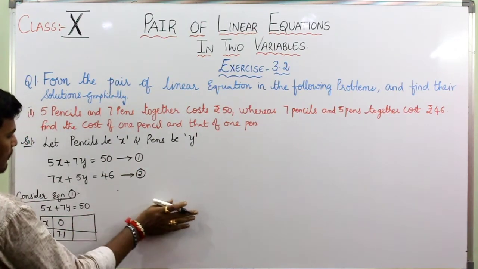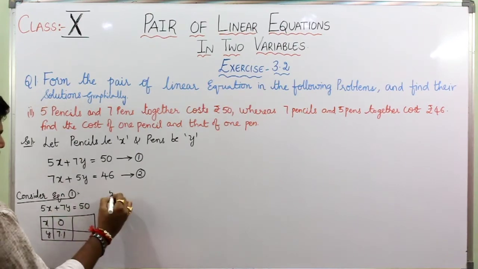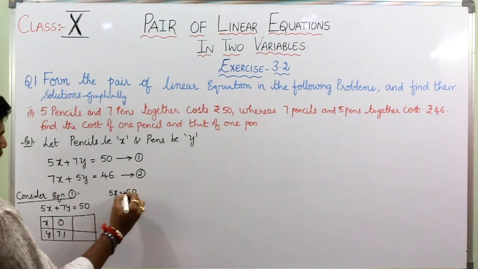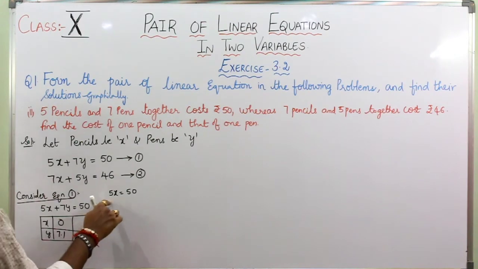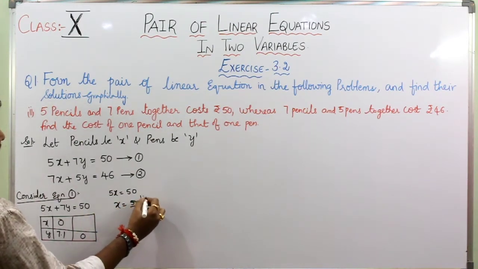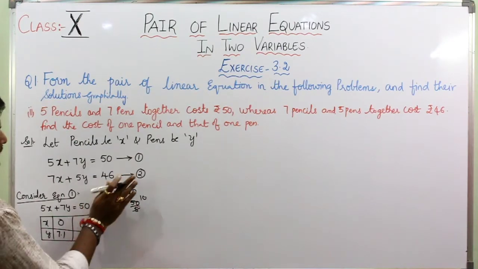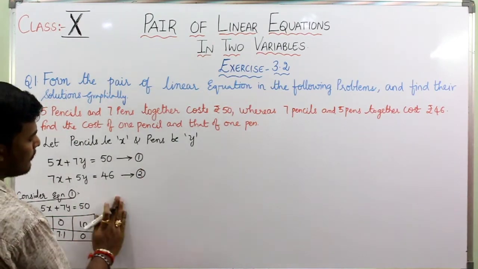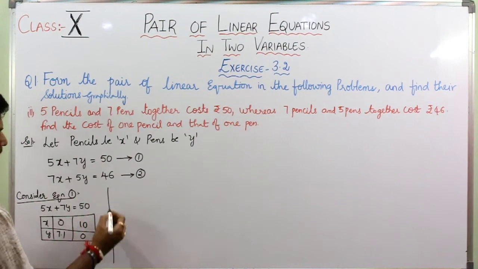Now, if I take y as 0, I will have 5x is equal to 50. From that, x is equal to 50 by 5, that is 10. So the x value is 10. So these are the values of the first table. Now consider the second equation.